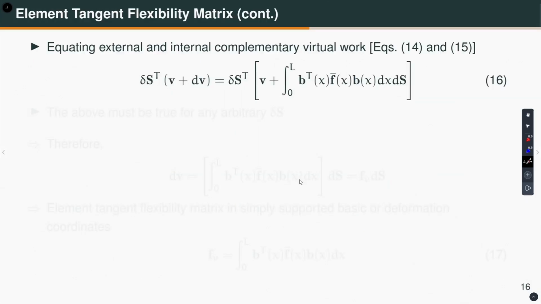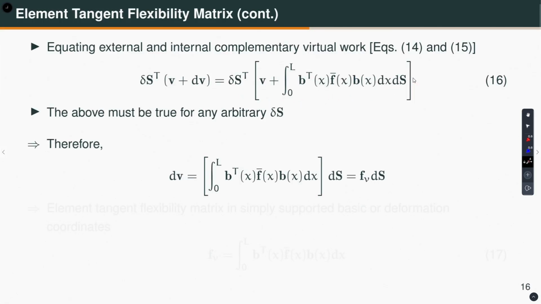Now, let us equate the two. So, if I equate, this is external complementary virtual work and this is internal complementary virtual work, and this equation must be true for any arbitrary virtual force delta S, right. So, therefore, if you multiply this and if you multiply this, these two will cancel. Okay. And so, we get dV is equal to this quantity, where dS is independent of the integration. So, integral 0 to L this quantity multiplied by dS.